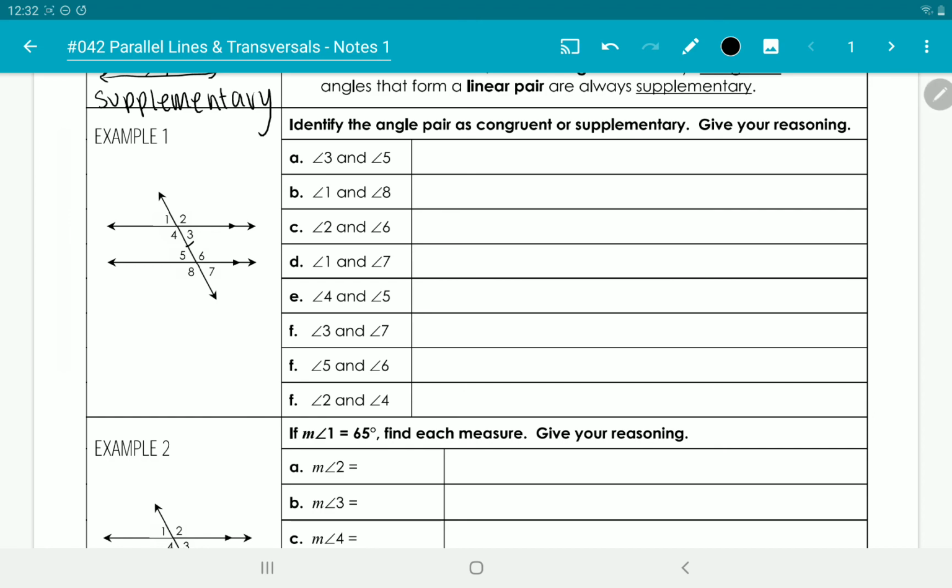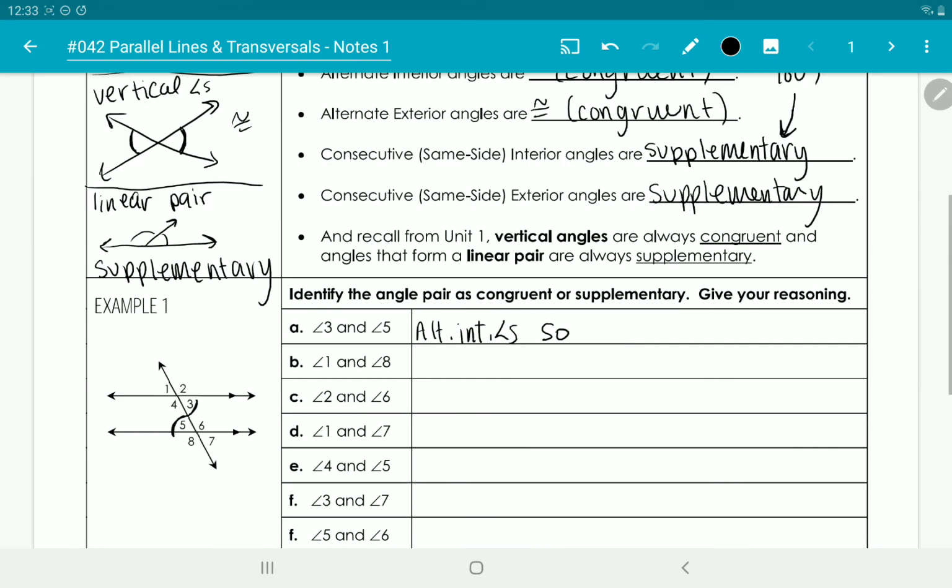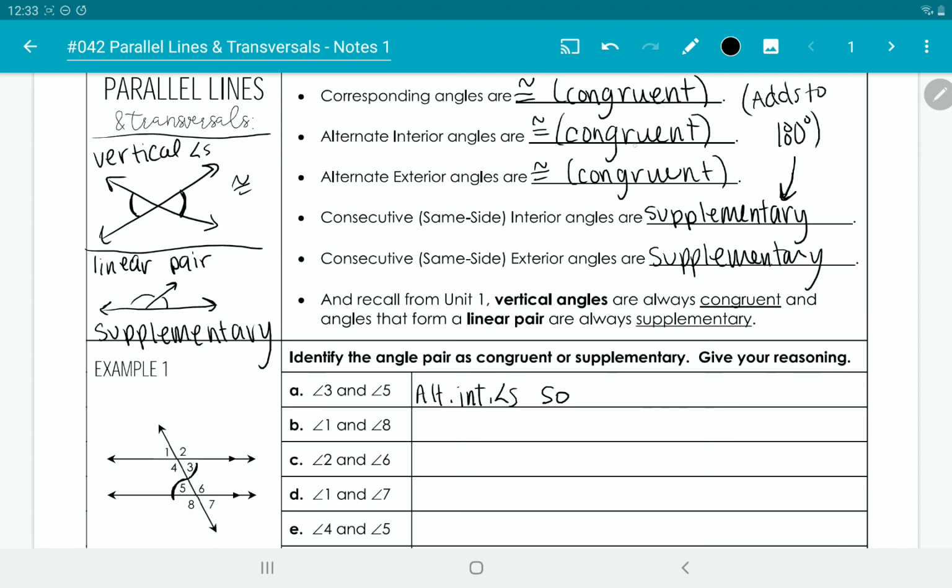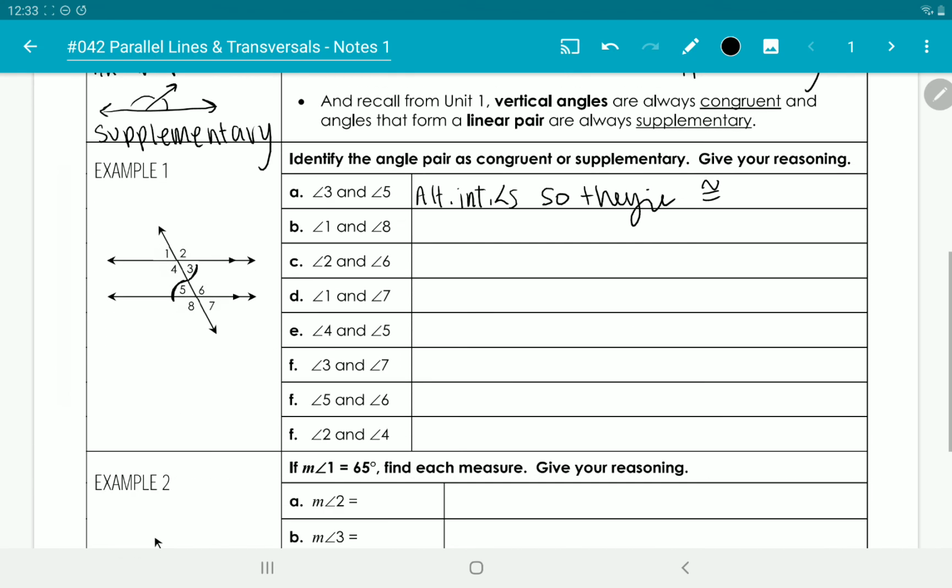So angle 3 and angle 5. You can see these are on opposite sides of the transversal, but they are in between these two parallel lines. So they are alternate interior angles. So if you go back up here, alternate interior angles are congruent. So they're congruent. Okay?